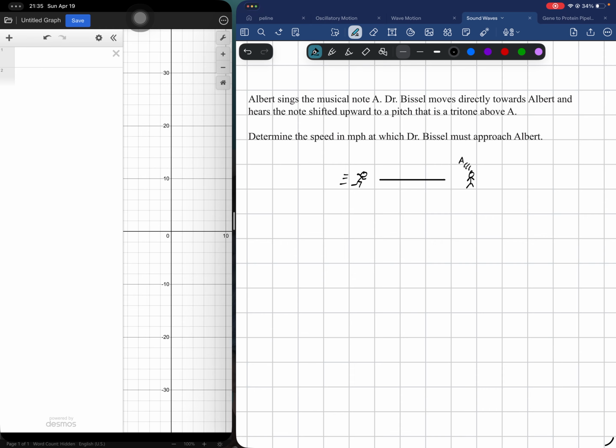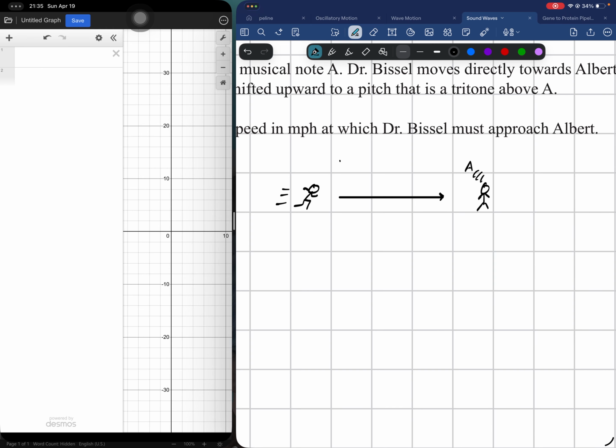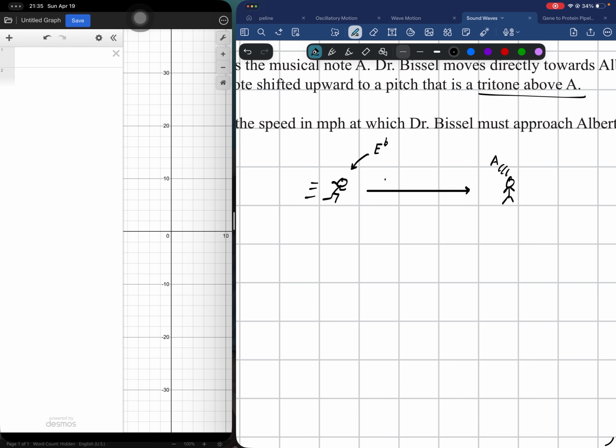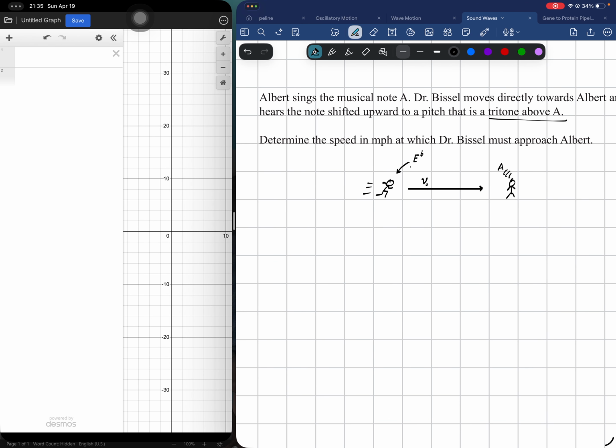With a velocity such that the note that he is hearing is a tritone above A. So that's going to be D sharp. No, I don't like that. That's going to be E flat. Determine the speed of the observer, in miles per hour, at which Dr. Bissell must approach Albert. We want him to hear this perfect E flat, assuming that Albert is singing this perfect A.